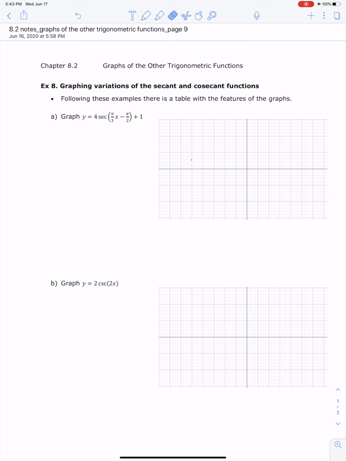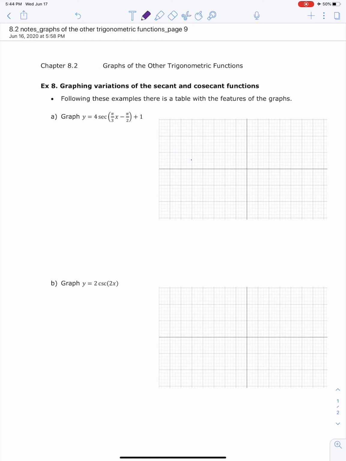Section 8.2 notes, graphs of the other trigonometric functions. This is page 9. And so what we want to do now is graph variations on secant and cosecant functions. And all that means is we are going to graph them with translations. Okay, so again, we're going to take a look at these, and I'm going to graph in terms of their reciprocal functions, and then graph the secant and cosecant from there.